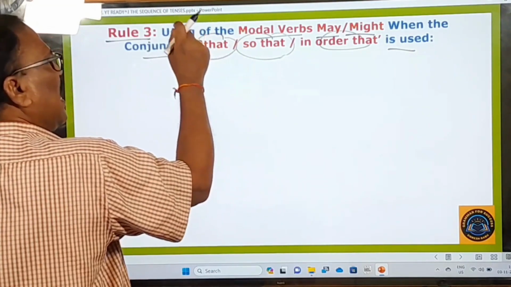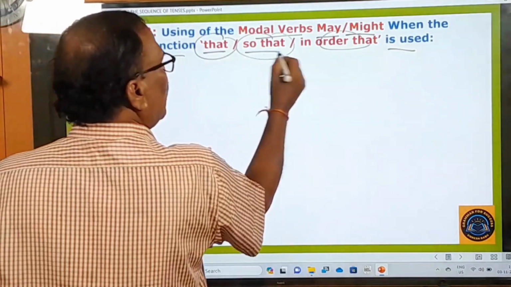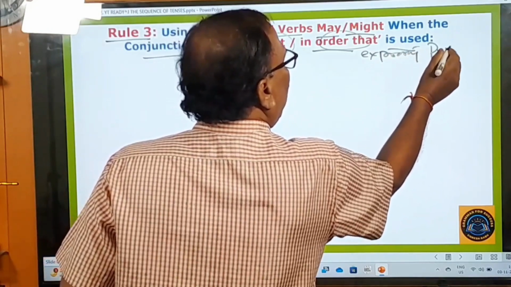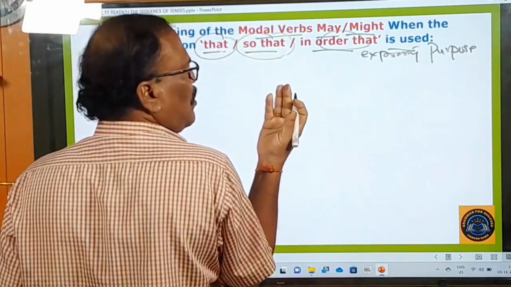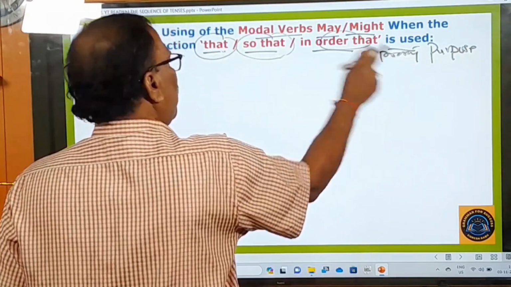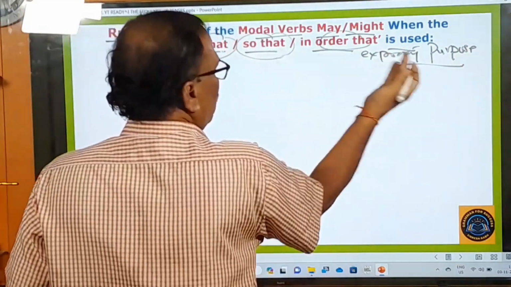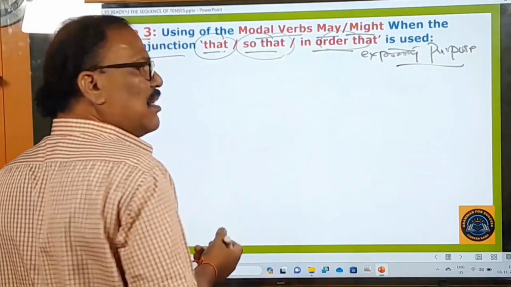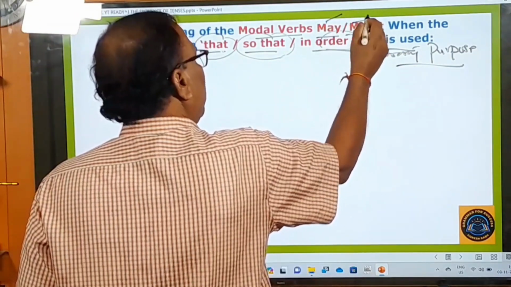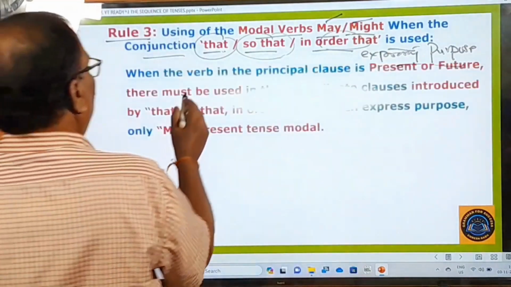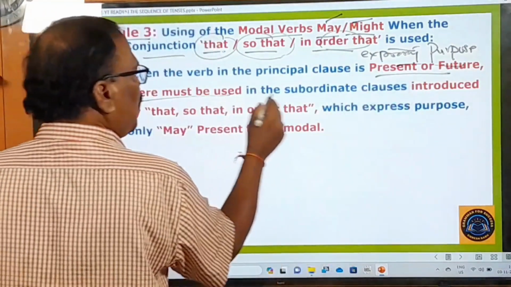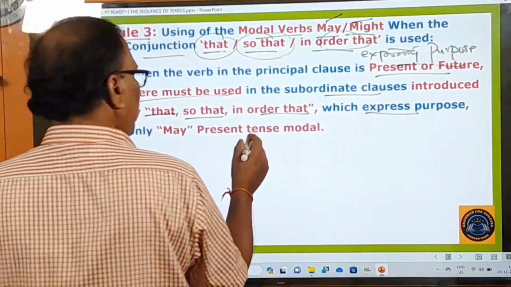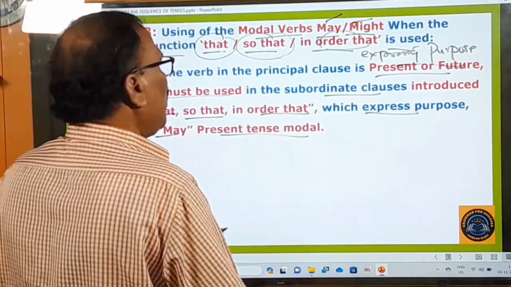Whenever there is a subordinate clause beginning with that, so that, in order that, expressing purpose, this is very important, expressing purpose. That is used with other things also. That's why I'm mentioning this: that expresses purpose, so that expresses purpose, in order that expresses purpose. Whenever the clause beginning with any of them is a subordinate clause, there must be may or might. How? Let us see. When the verb in the principal clause is present or future, there must be used in the subordinate clause introduced by that, so that, in order that, which express purpose, only the present tense modal may.